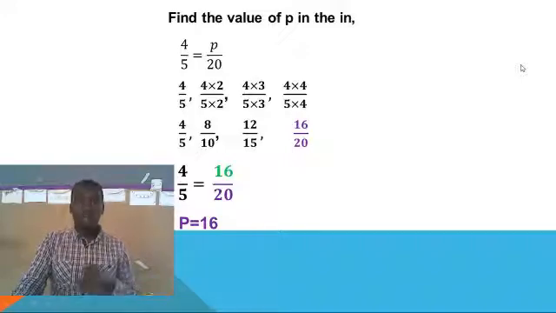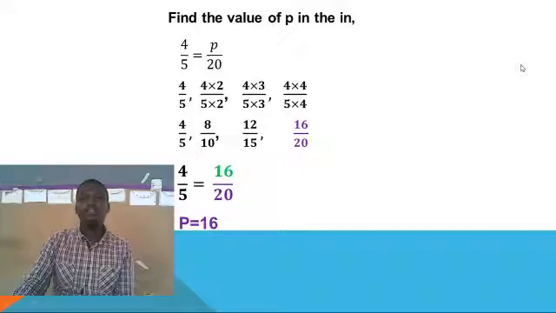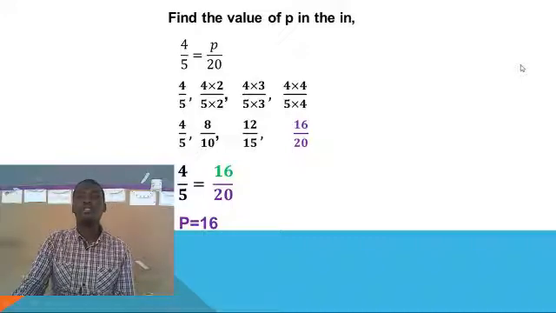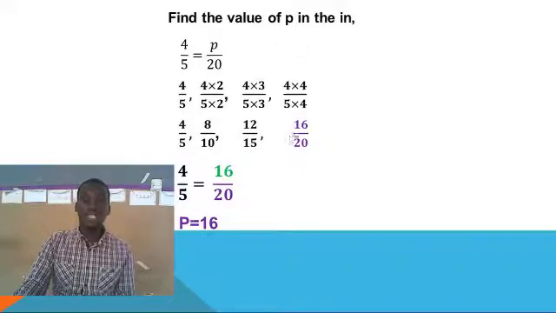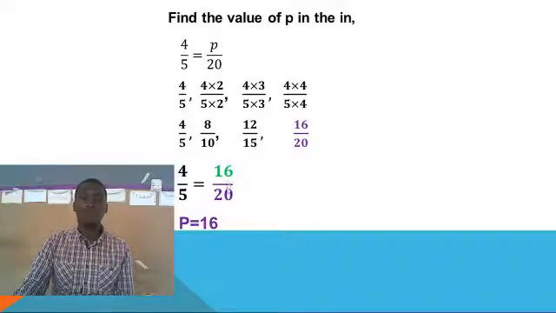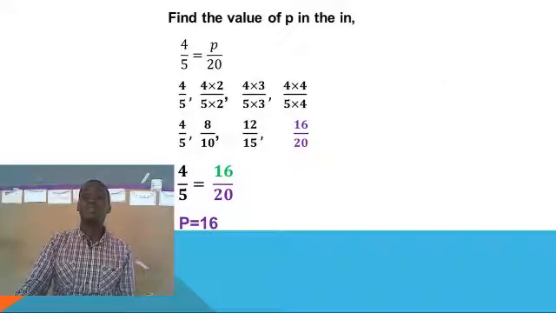So let's go back. Find the value of P. 4 out of 5 equals P out of 20. We get the equivalent fractions, which are 4 times 2 out of 5 times 2, 4 times 3 out of 5 times 3, 4 times 4 out of 5 times 4. Then you get 4 out of 5, 8 out of 10, 12 out of 15. But all these ones did not give us the answer. The final answer is the 16 out of 20. Where there is 20 is what you're supposed to choose. So we say 4 out of 5 equals 16 out of 20. What is our P? P equals 16.